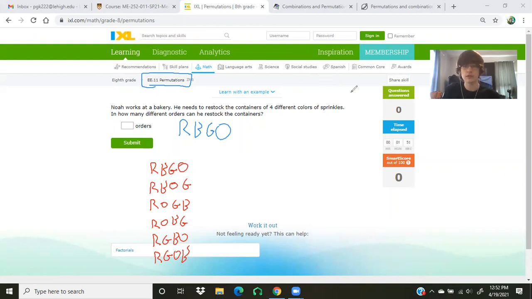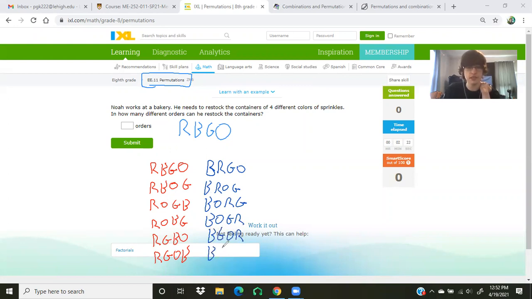Well, how about ones that start with blue? B R G O. That's a B, sorry. B R O G. Let me just try that one again. B R O G, B O R G, B O G R, B G O R. Sorry, it's kind of hard to see down here at the bottom. B G R. But I assure you they're all unique.